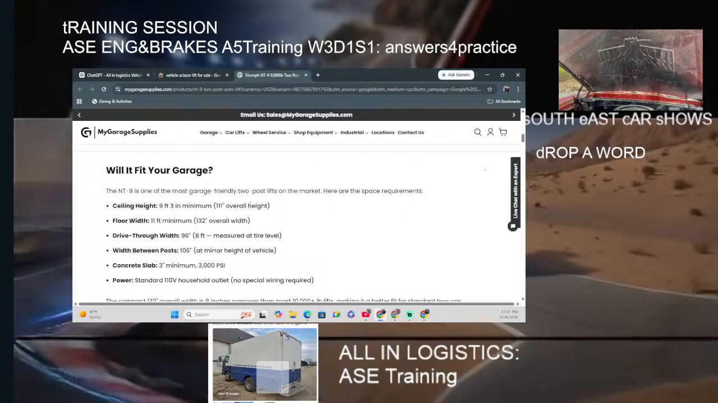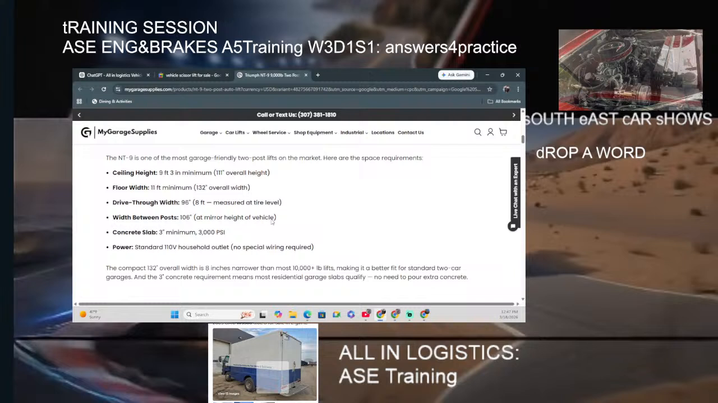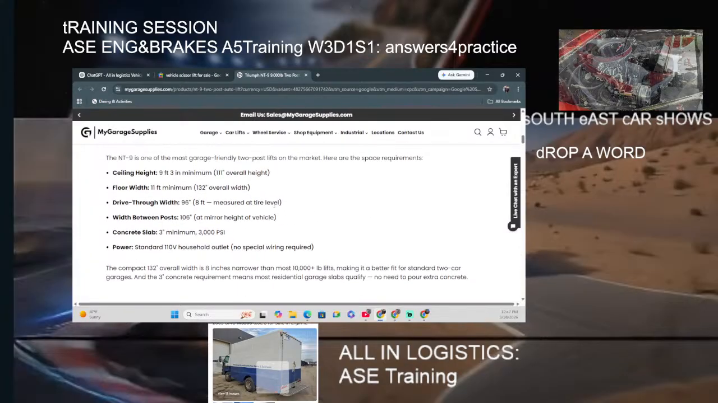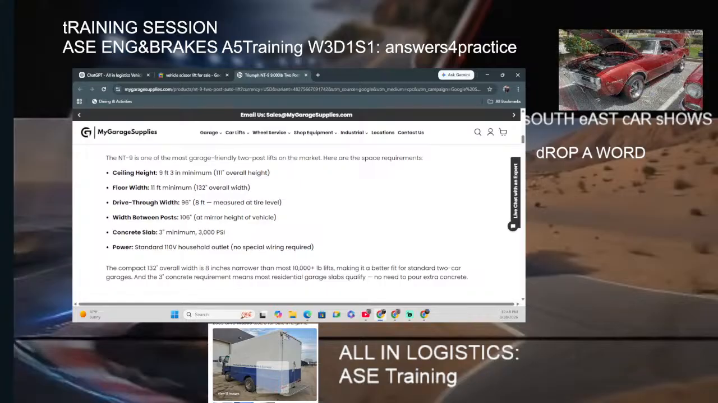132 inches overall width. Drive through width 96 inches, 8 feet. Width between posts 106. Concrete slab at least 3 inches minimum, 3,000 psi. Power standard 110 voltage household outlet. No special wiring required.